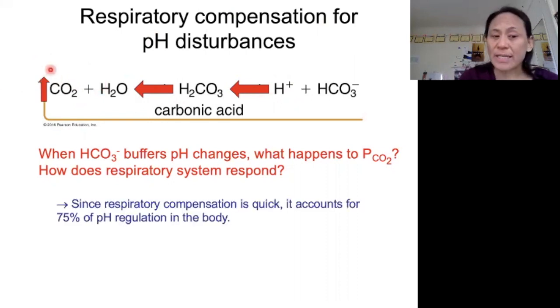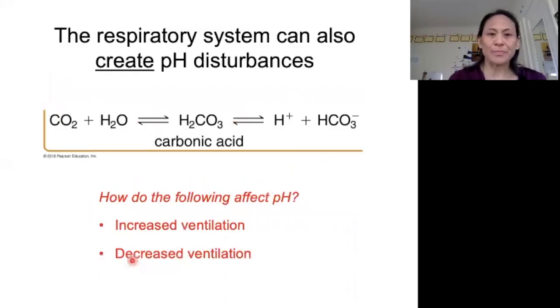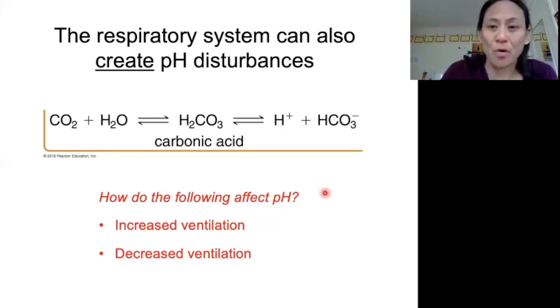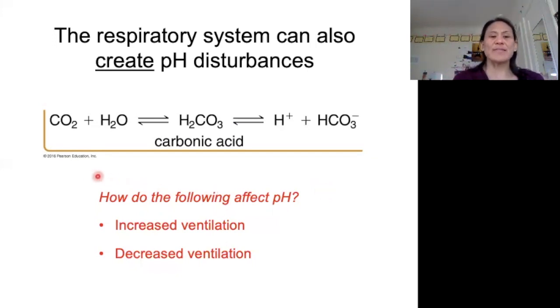I do want to mention, since respiratory compensation is really quick, respiratory compensation for acid-base disturbances actually accounts for about 75% of the pH regulation in the body. I also want to mention, as we have seen in previous lectures, that the respiratory system, in addition to responding to pH disturbances, can also create pH disturbances. This is a concept that we've already sort of covered, but we're going to cover it more formally here.